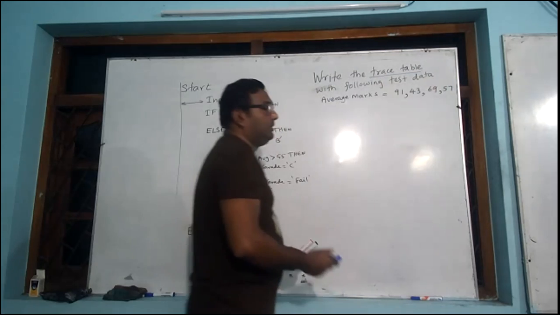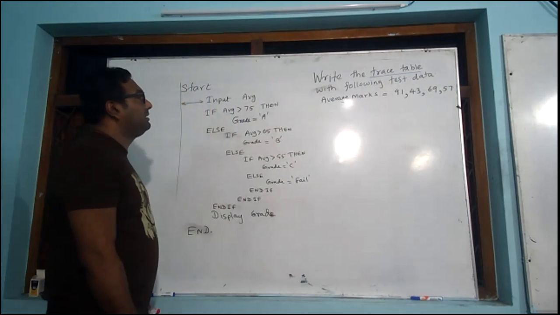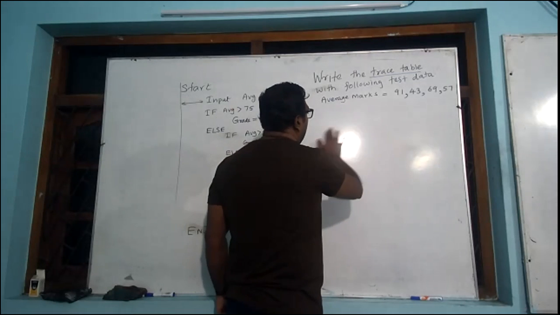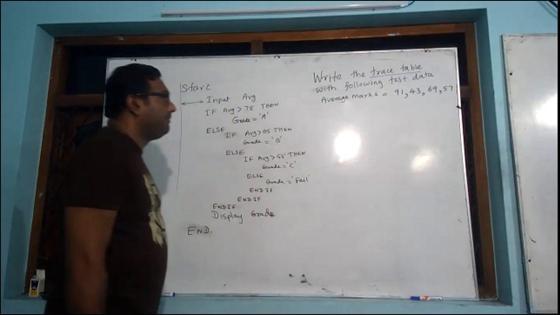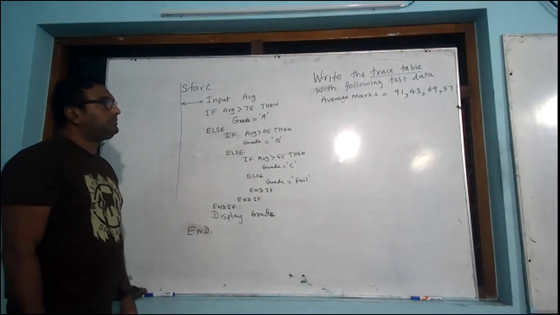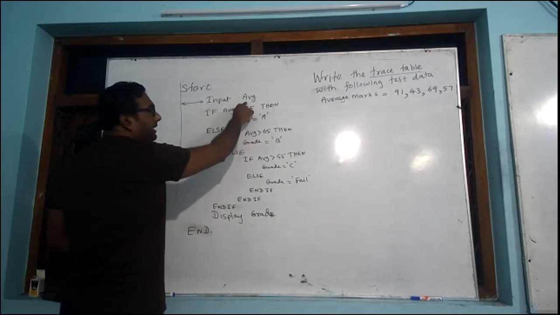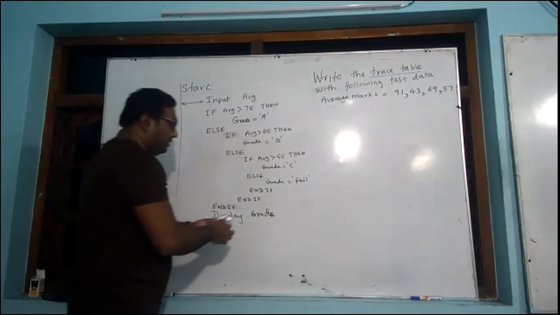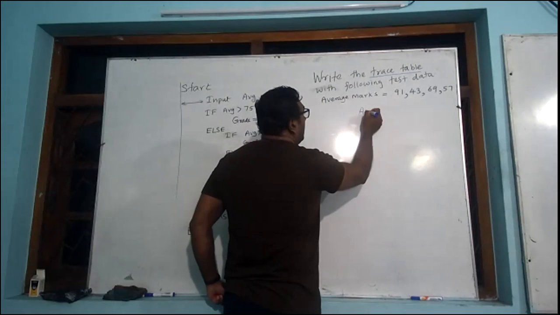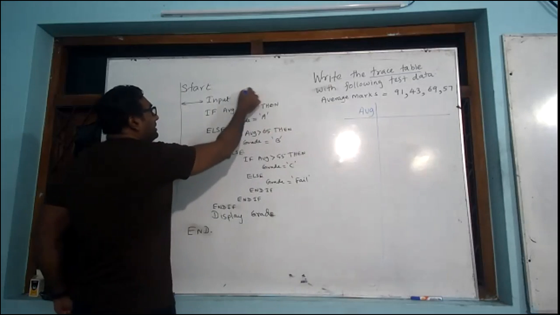What is this trace table? They are asking to write the trace table. You are having something like this. How can you do this? See, how can you do this now? Input average. So what are you doing? You are taking AVG. So I'll take here AVG. Input average. So we have the input average.